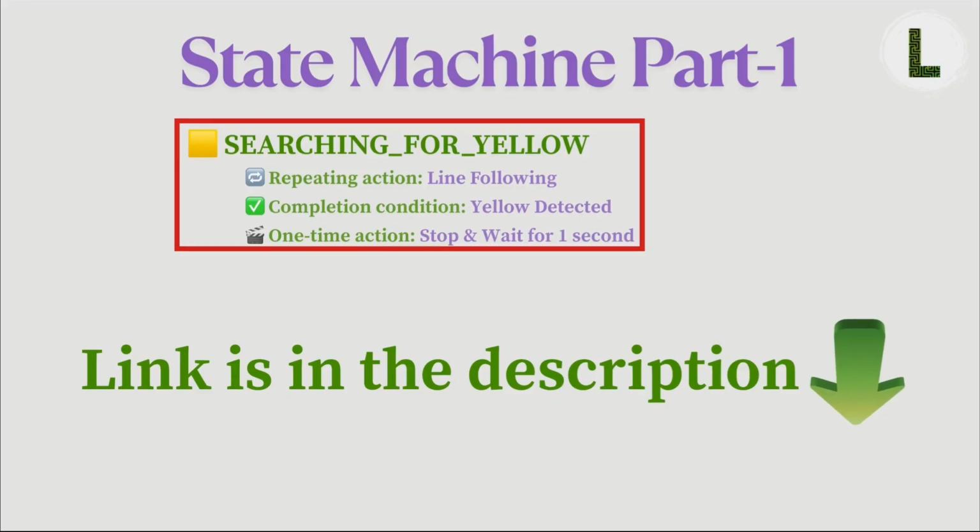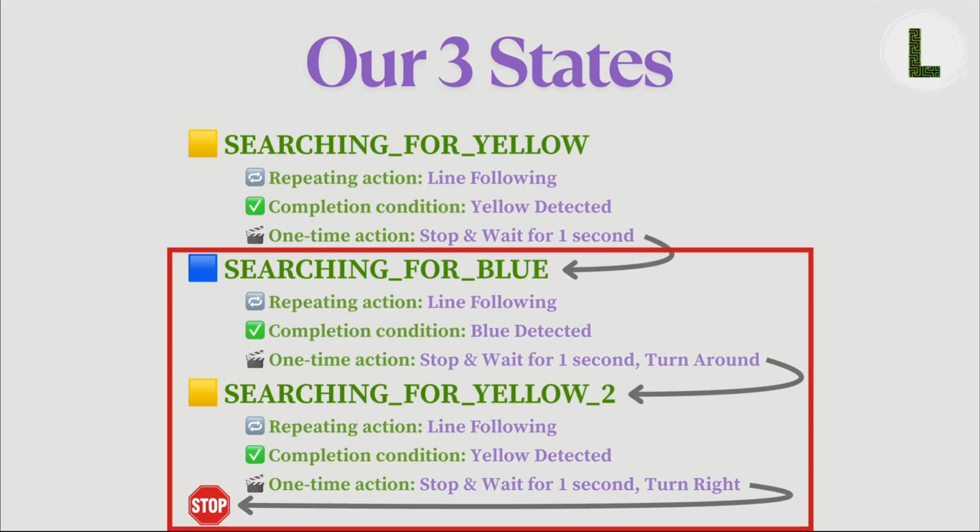In this video, we're continuing our program by implementing the next two states, searching for blue and searching for yellow too. Let's complete this loop and get your robot responding intelligently to color changes.